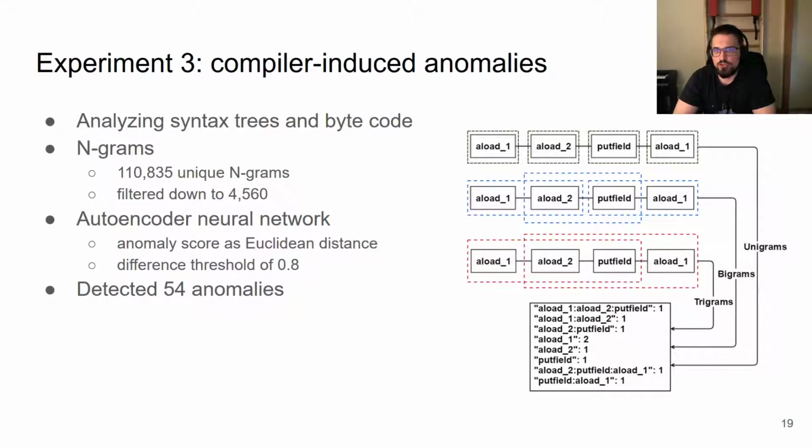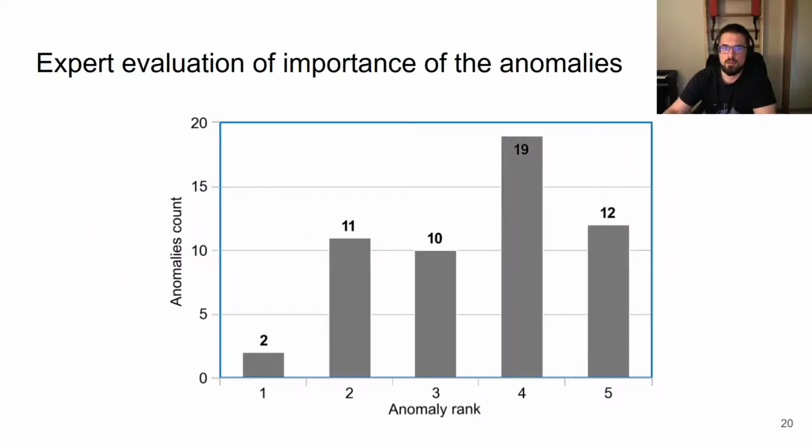And the last experiment I'm going to talk about today features both source and bytecode analysis. Here we also used this n-gram-based approach with an autoencoder network. We were searching for compiler-induced anomalies, called fragments that are not anomalies in the syntax tree form, but are anomalies in the bytecode and vice versa. This approach left us with 54 unique anomalies. Here are the results of the assessment by the same two experts. Bytecode anomalies correspond to the properties of the compiler rather than source code. It makes such anomalies difficult to classify, hence we did not assign class labels to them here.